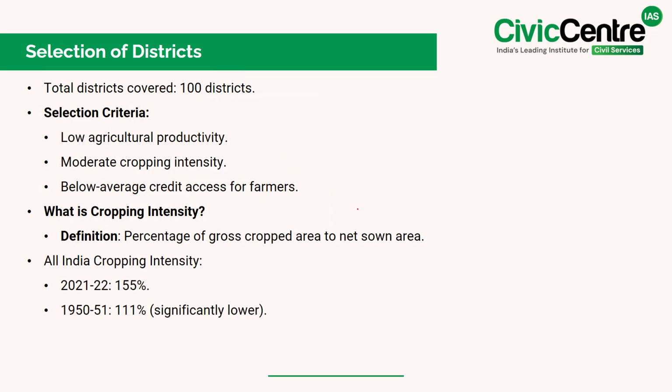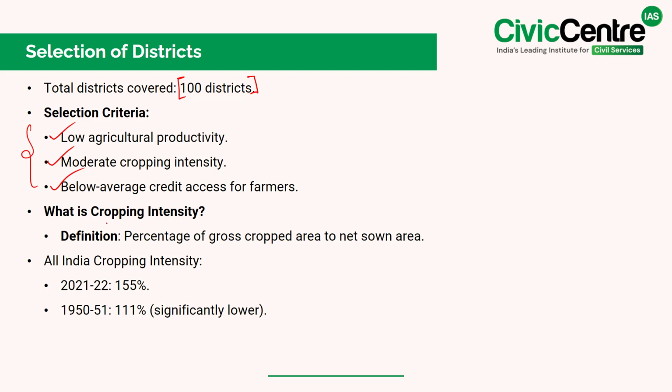Now, let's see the criteria on how these districts are selected. See, the criteria by which the 100 districts are selected include low agriculture productivity, moderate cropping intensity, and below average credit access.